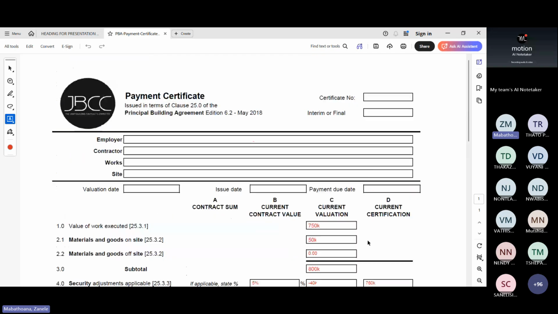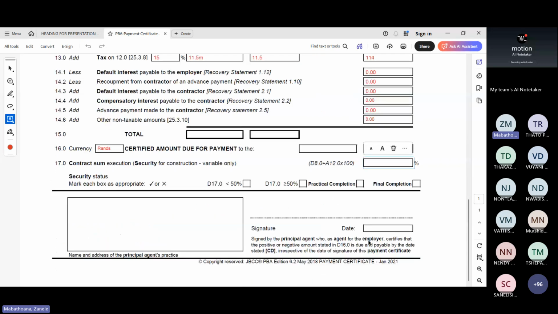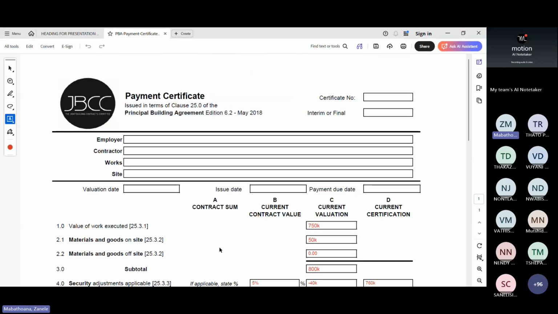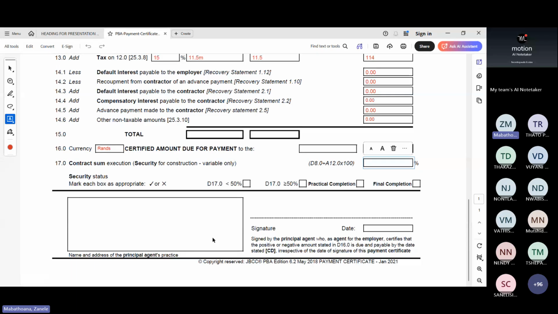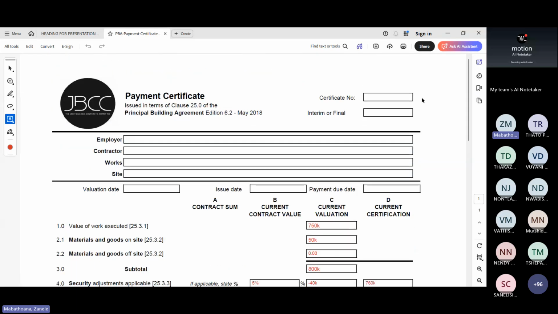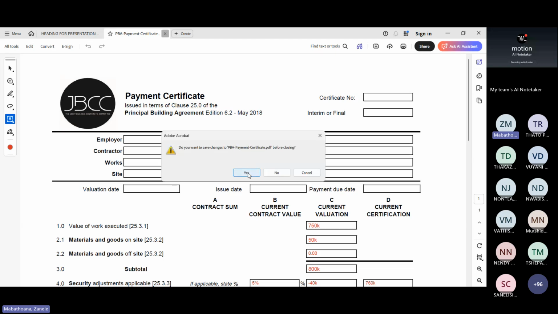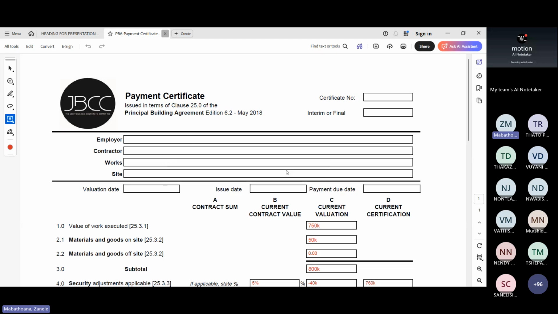The second page of this is generally the evaluation. I didn't download that, but it's done by the quantity surveyor. It's pretty much the same. It informs this for the project manager, and then the project manager or the principal agent would be signing here. Okay, so that's on payment. I suppose then I can close this. And no, I don't want to save the changes.